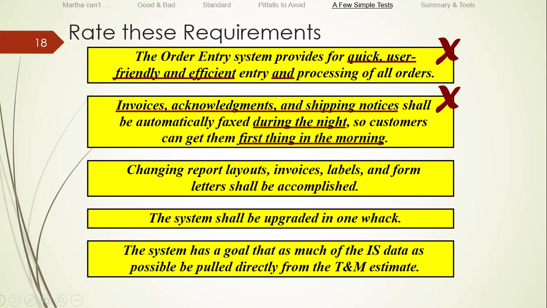Now see the third sentence. Changing report layouts, invoices, labels and form letters shall be accomplished. The system shall be upgraded in 1 week. 1 week. The system has a goal that as much of information system data as possible be pulled directly for T&M estimate. So the bad words are underlined.